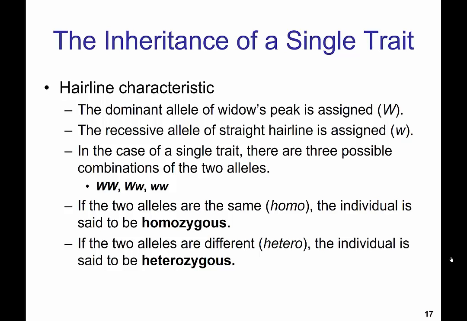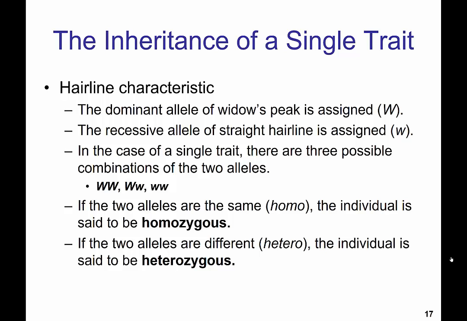Now we're going to start working some genetics problems using Punnett squares. We're going to start with single traits. Let's look at hairline characteristics first. The dominant allele of widow's peak, we could assign a large W to represent its dominance. The recessive allele is that of a straight hairline.